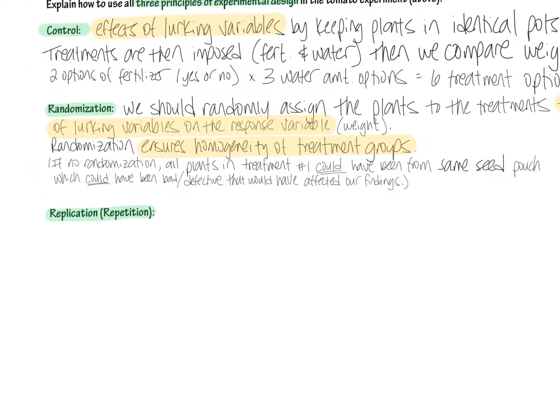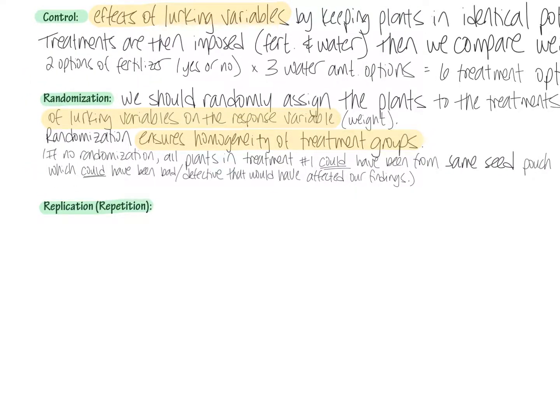If we didn't have randomization present in this experiment, what could have happened, and there's a lot of other things that could have happened. Here's just one example, but if we didn't randomly assign our little tomato plant seeds to the different treatment groups, in treatment option number 1, which I think was with fertilizer and a half a gallon of water, just for example, all of those plants maybe could have been from the same seed pouch, and maybe that one specific pouch had a defect in it, which would have caused us to think that fertilizer and a half a gallon of water is the worst possible combination, when actually it was a lurking variable affecting our data. And it was a bad seed pouch.